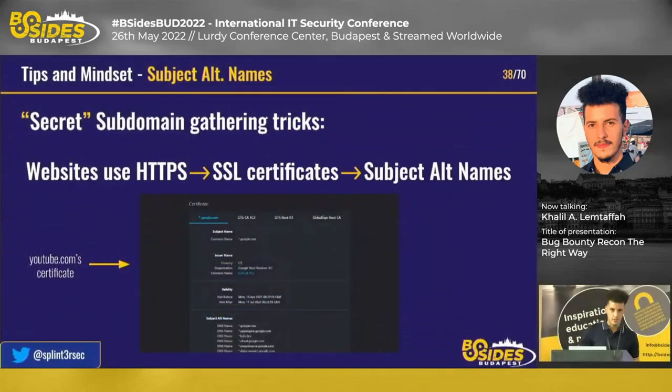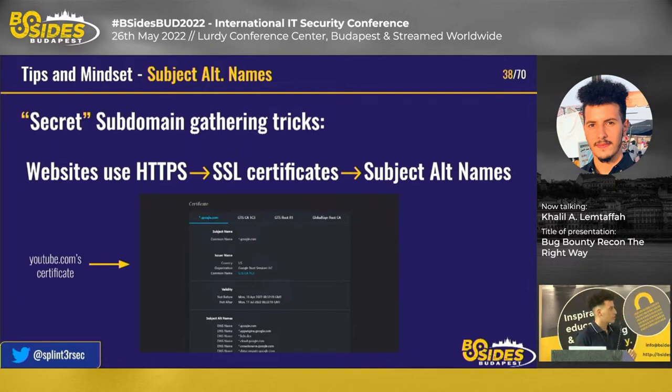To another secret subdomain gathering trick that nobody knows about. As everyone knows, websites use HTTPS for security, and HTTPS has a relation with SSL certificates, and these SSL certificates have a field which is called subject alternative names. So what is subject alternative names, or SAN? This field lets you register a lot of domain names or IP addresses that are going to be secured by the same SSL certificate.